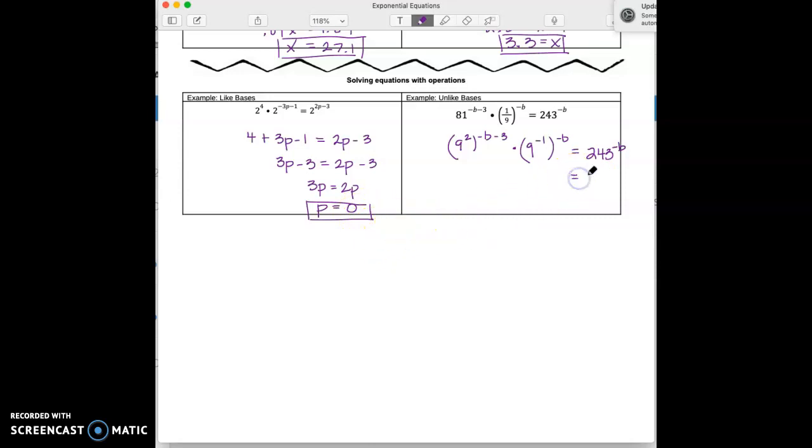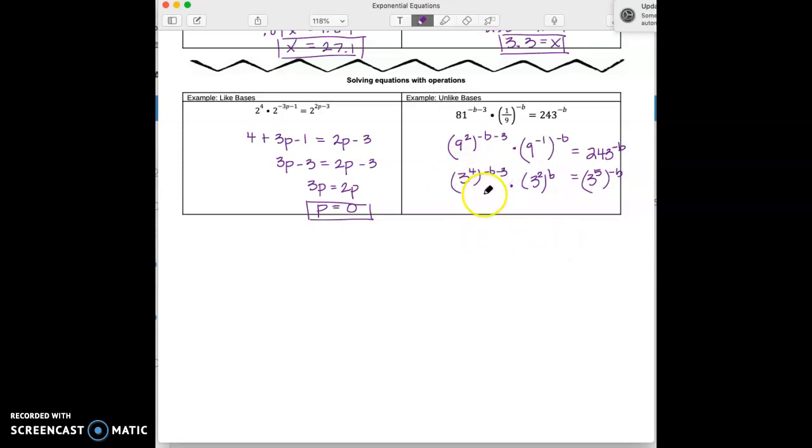So actually my 9 isn't going to work here. I'm going to have to use 3 to the 5th. I can rewrite 9 as 3 squared. That would still be, let's go ahead and use our power to a power rule. Negative 1 times negative b is going to make that positive b. And then 81 is 3 to the 4th. And that's to the negative b minus 3.